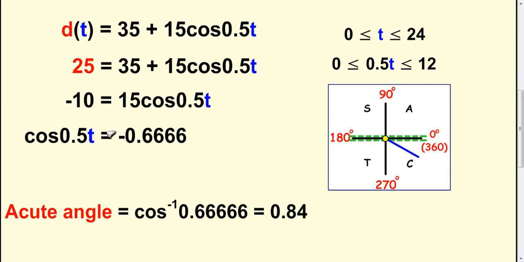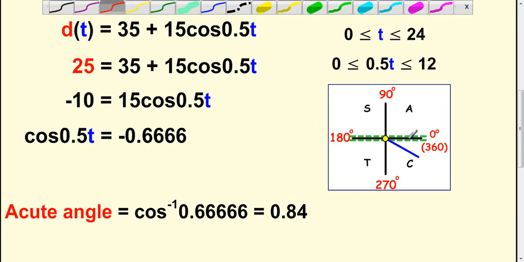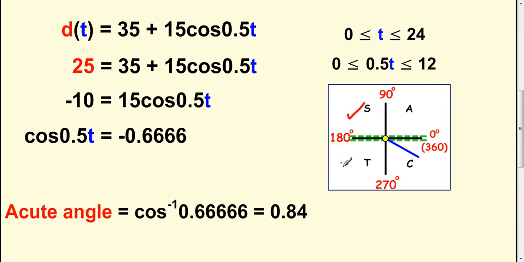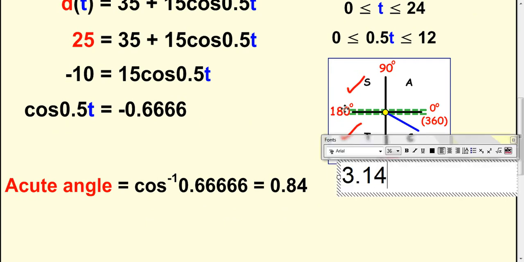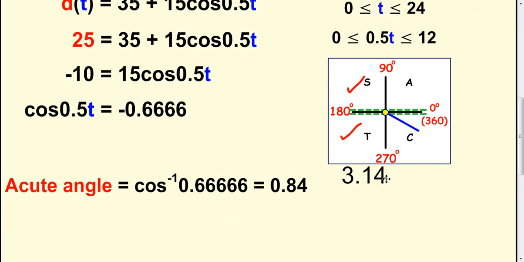Now, what quadrants are we in? Well, the cos is negative, so when the cos is negative, we're in the sine quadrant and the tan quadrant. Now, because we're dealing in radians here, this doesn't make as much sense. The 0 degrees, 90 degrees, 180 degrees, 270 degrees, and 360. What we should know though is that 180 degrees is equal to 3.14 radians, because it's pi. 180 degrees is pi radians, so that's equal to 3.14.